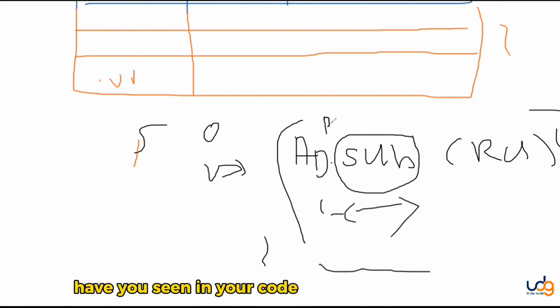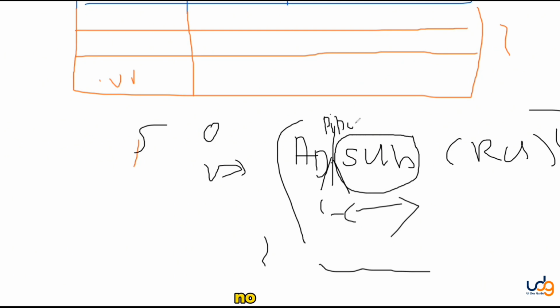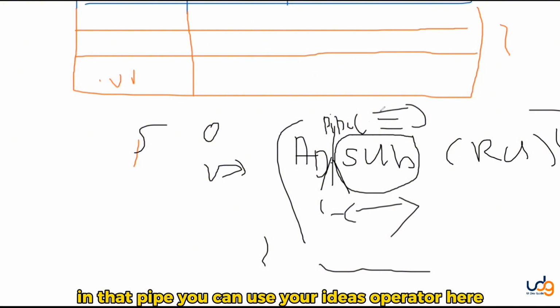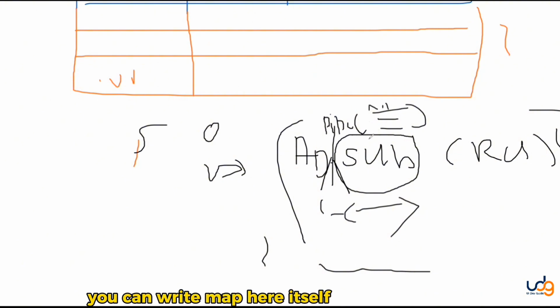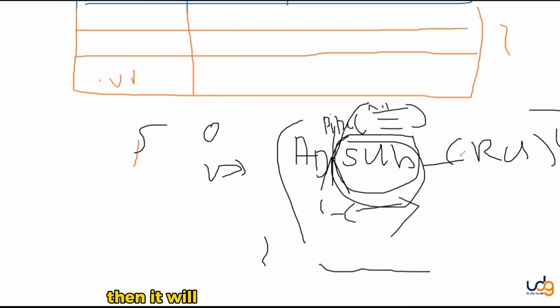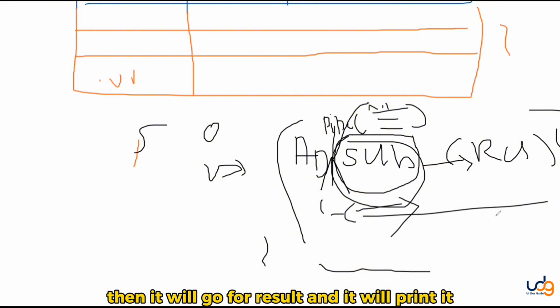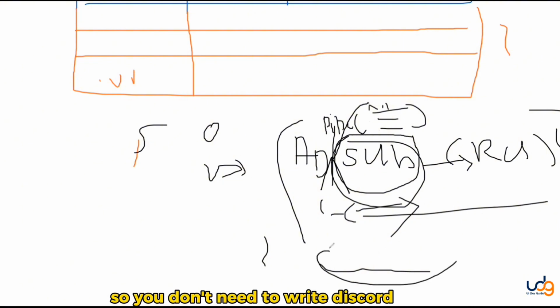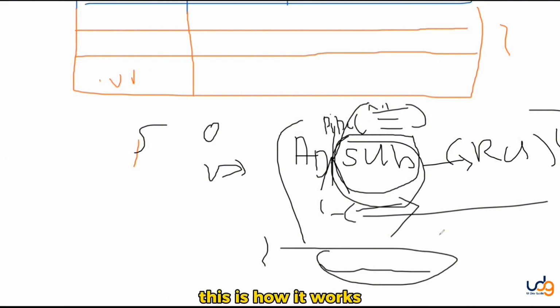Have you seen in your code a pipe before the subscribe method? No, actually. In that pipe, you can use your RxJS operator. You can write map here itself. Before subscribe, the data will come to this map, you will transform that data, then it will go to the subscriber, then to the result and it will print here. So you don't need to write this code below. This is how it works. That's why I was asking you where we use pipe.